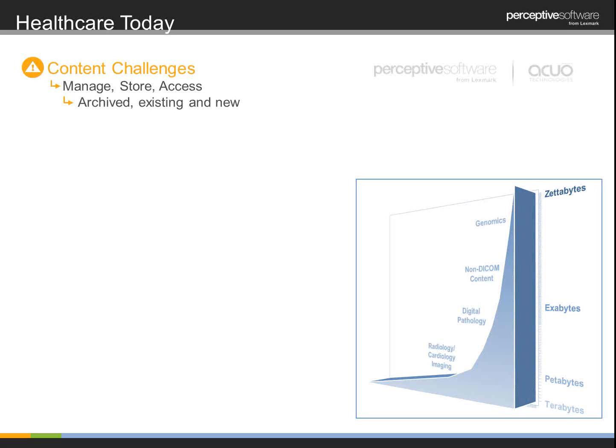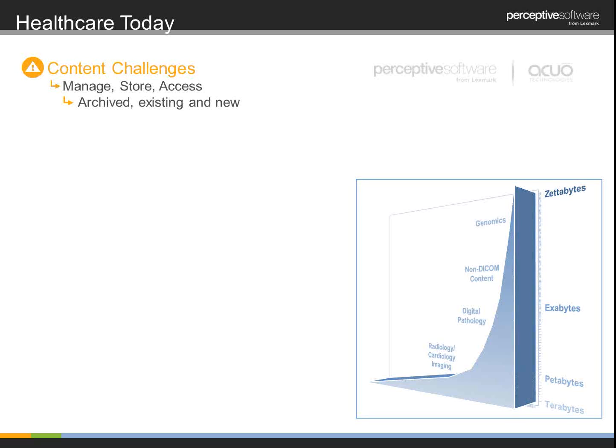The fact of the matter is content is growing, both in size and in quantity. Clinical imaging is moving to new departments and becoming more complex, with 3D and 4D imaging. The new departments are creating not only clinical imaging but also non-DICOM content, in the form of documents and notes that supplement all those images. How about genomics and the move from personalized health to population health? All this content is coming in.